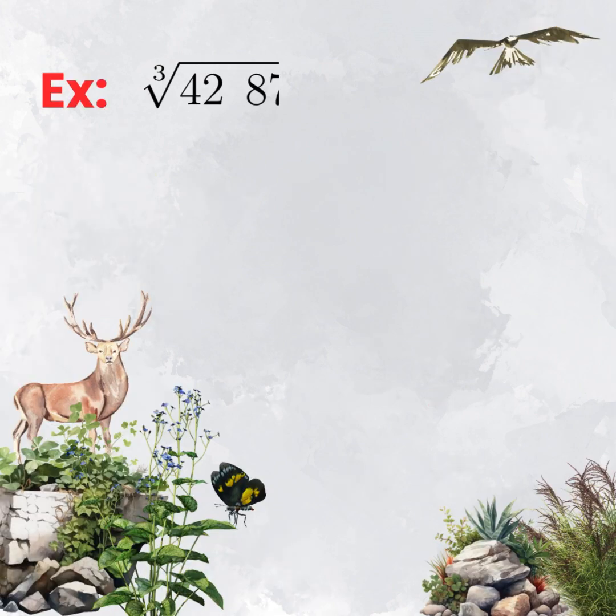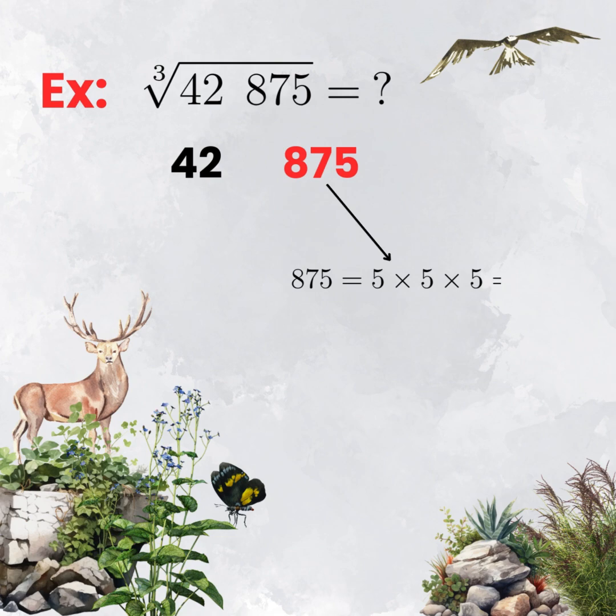Okay, let's move to another example. In this example, we need to calculate the cube root of 42,875. First, we separate the number into 3-digit groups, 875 and 42. Next, we find a number that, when multiplied by itself 3 times, gives 5 as the last digit. Based on the cube numbers shown earlier, we know that 5 times 5 times 5 gives 5 as the last digit. Then we find a number that, when multiplied by itself 3 times, gives a value close to 42.